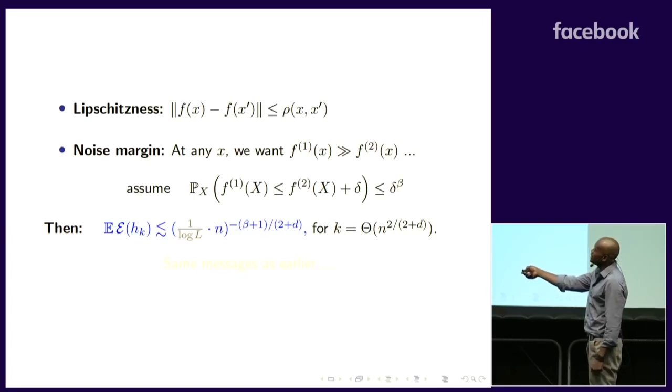The only thing now is that the rate is worsened slightly by log L, the number of classes. However, log L is sort of nice. You can really work with a lot of classes and not worsen the rate too much.